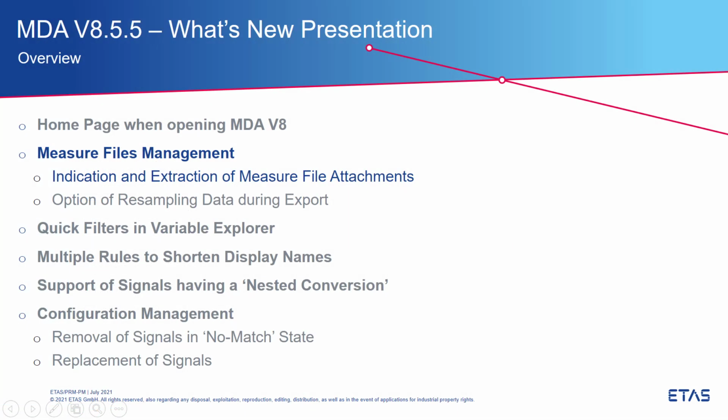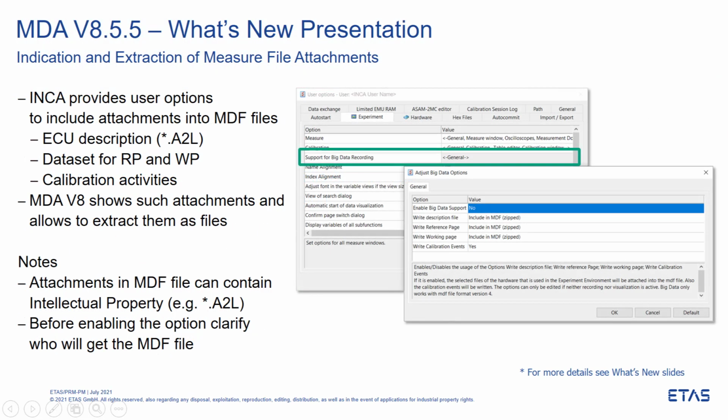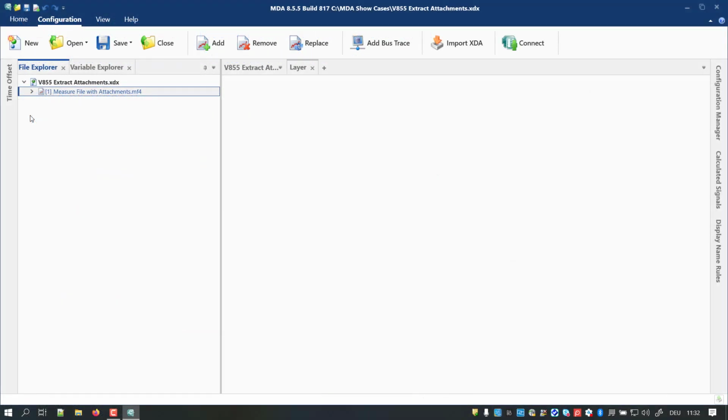The second block of new features is about measure files. Since some versions, Inca 7.3 enables to store additional information in an MDF4 file. Besides measurement data, comprehensive calibration information can be included, namely the ECU description file A2L, the datasets for reference and working page as of start of the recording, and all calibration activities. In the File Explorer of MDA 8.5.5, all attachments are listed below the measure file.